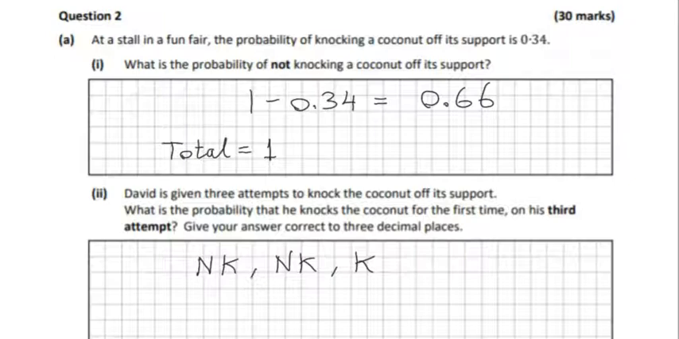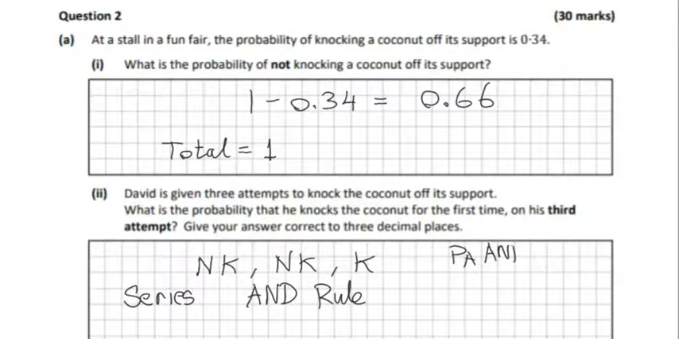So this is a series. So in a series, we have to multiply the outcomes because we're using the AND rule. The probability of A and the probability of B is equal to PA multiplied by PB. Okay, so that's the rule.